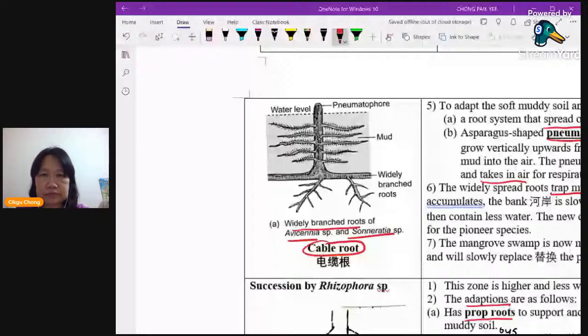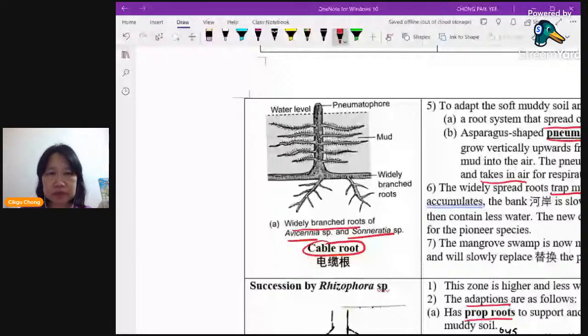Okay, where are we? Sorry. Right, let's go back. So at each adaptation, you have to give the F and the E, right? Each problem. And then lenticel, there you go. Lenticels absorb atmospheric oxygen.